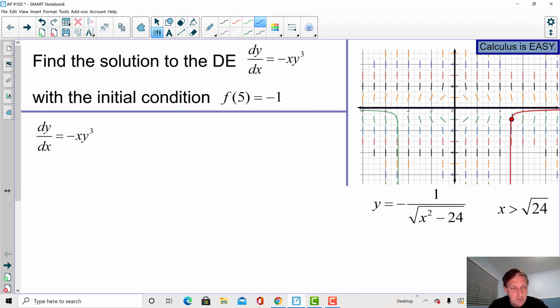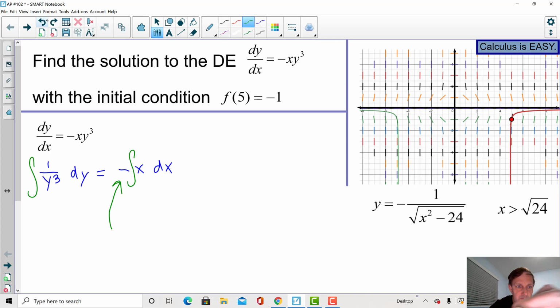So when we separate it, we get all the y's on the left and all the x's on the right. So I'm going to multiply by dx, and I'm going to divide by y to the third. Okay, now that I've separated everything, I can go ahead and do the integral on both sides. You'll notice that I did leave the negative on the outside. It's just a constant, so it can come out. And I do need to rewrite this as y to the power of -3. So I'm going to go ahead and do that right now.